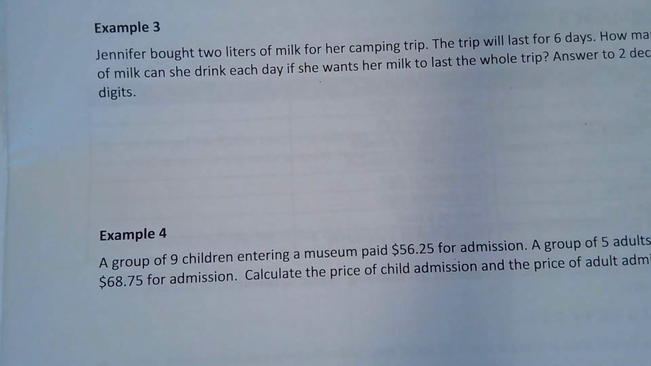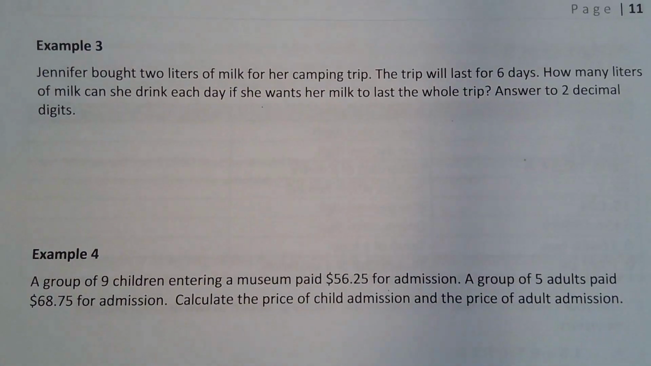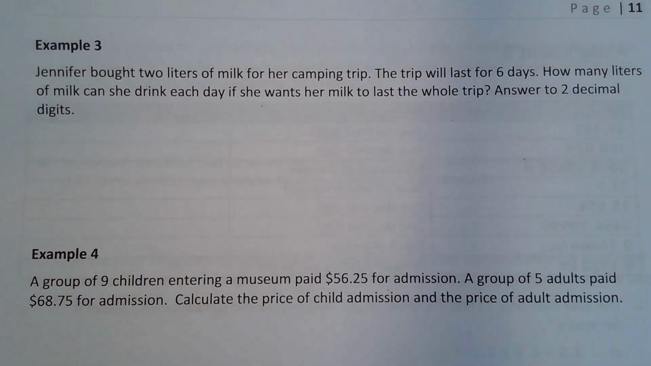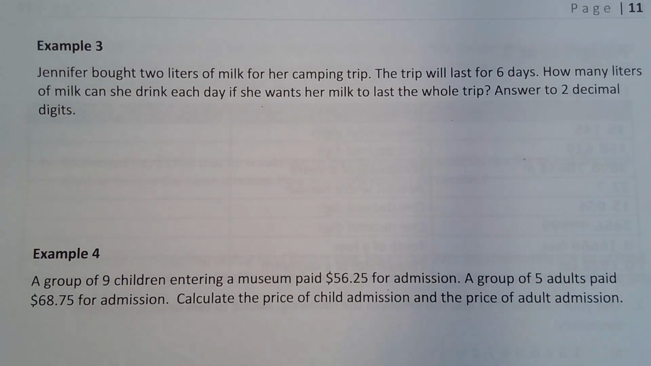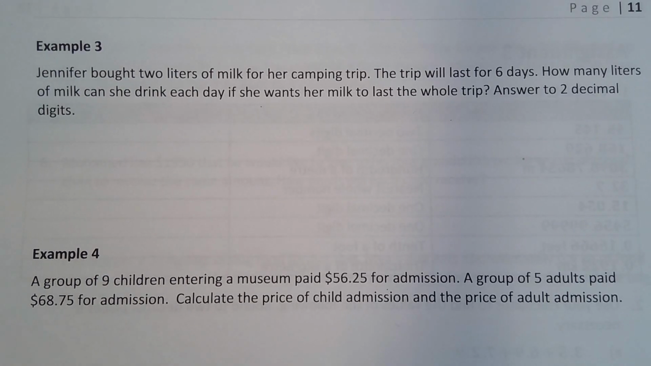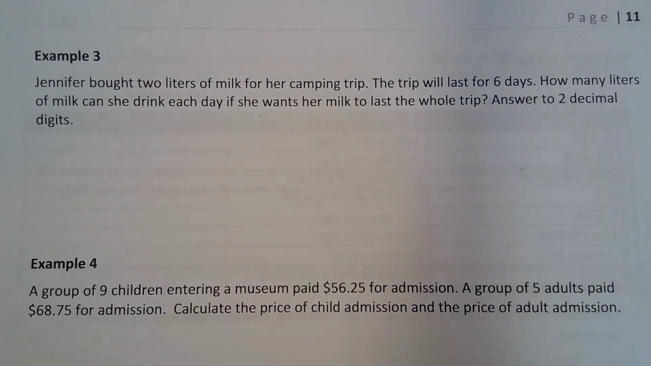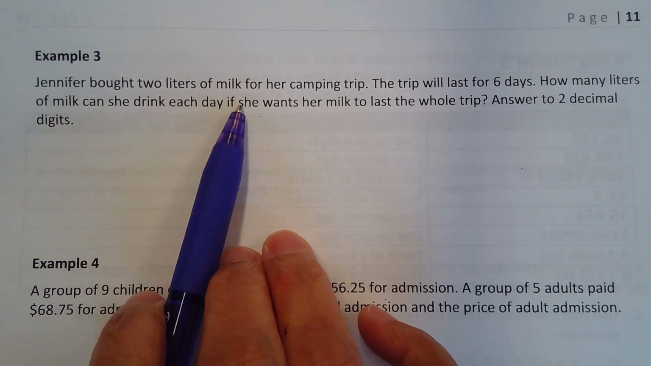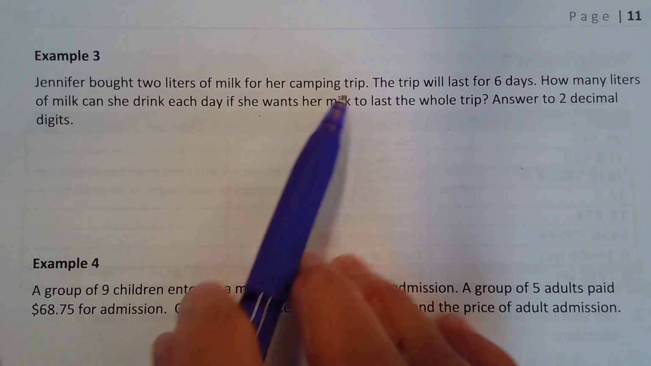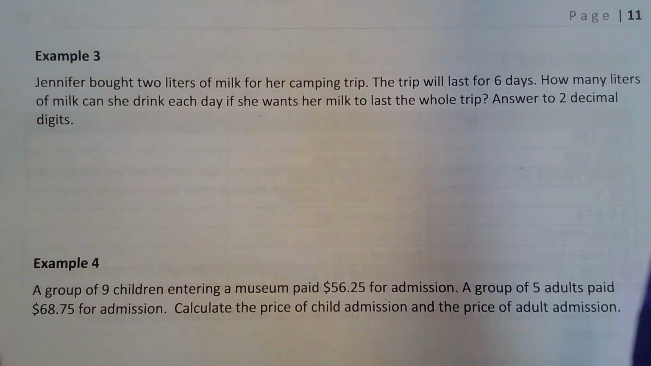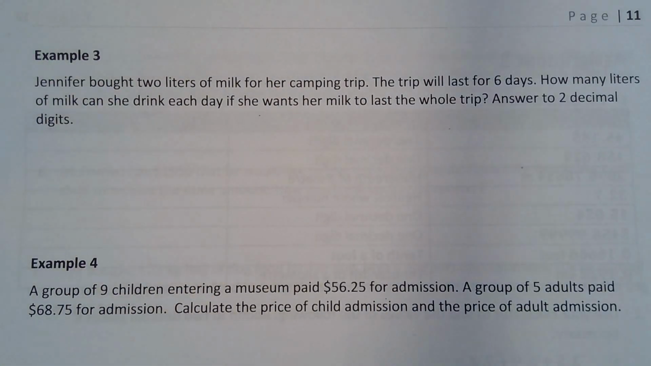So let's take a look at example number 3. Now we learned about the decimals and then we talked about putting them in order, rounding. Let's see this one. Jennifer bought 2 liters of milk for a camping trip. The trip lasts for 6 days. How many liters of milk can she drink each day if she wants the milk to last the whole trip? So she bought 2 liters of milk and she wants it to last for 6 days. What operation do we have here? The 2 liters of milk has to spread out for 6 days. What do you think is the operation there?